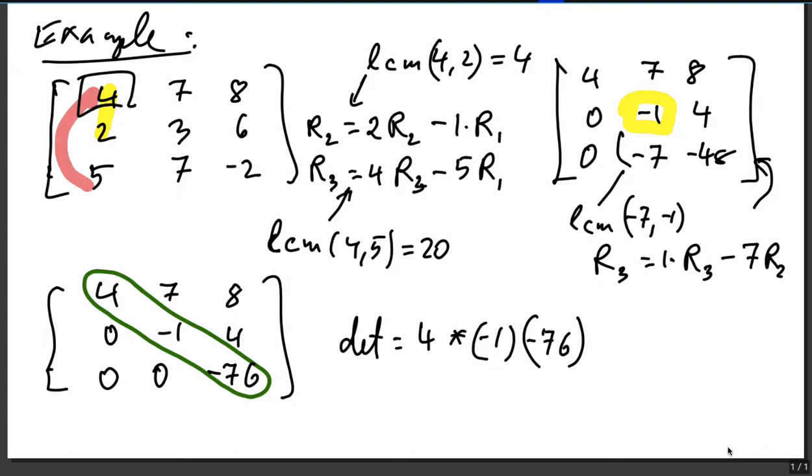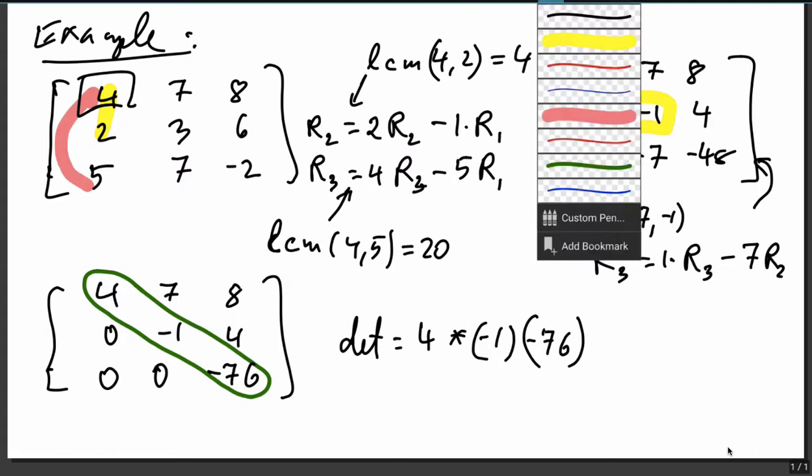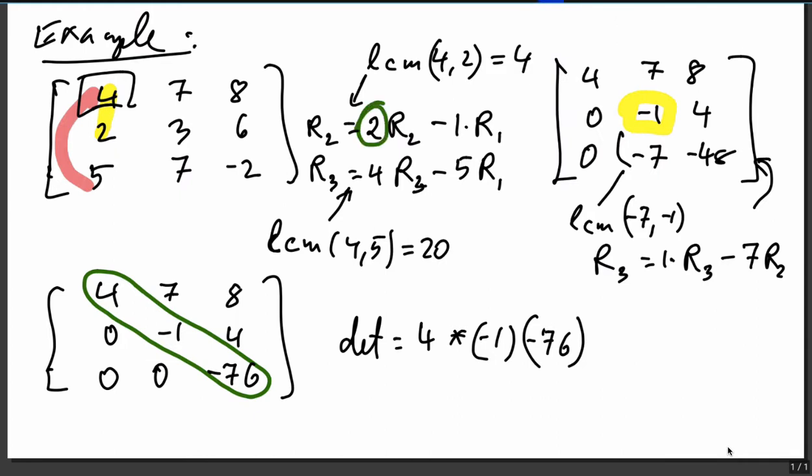Except I have to make some corrections, because I multiplied the second row by 2, the third row by 4, and then the third row by 1. So I have to divide by those numbers, because those multiplications multiplied the determinant by 2, 4, and 1. I'm now correcting for those multiplications by dividing through by them. And then there is some simplification. Minus times minus is plus. 76 over 2 is 38.